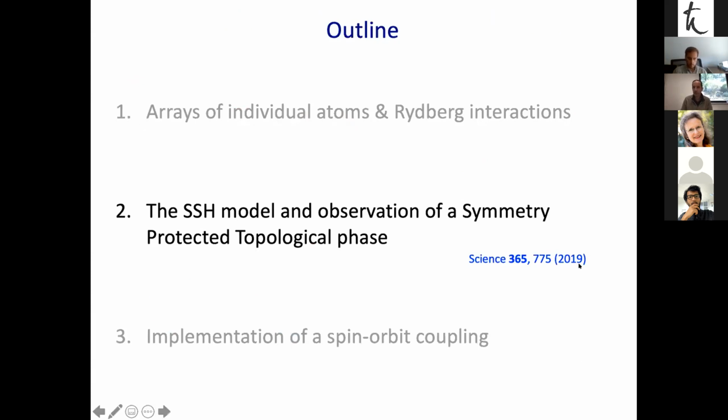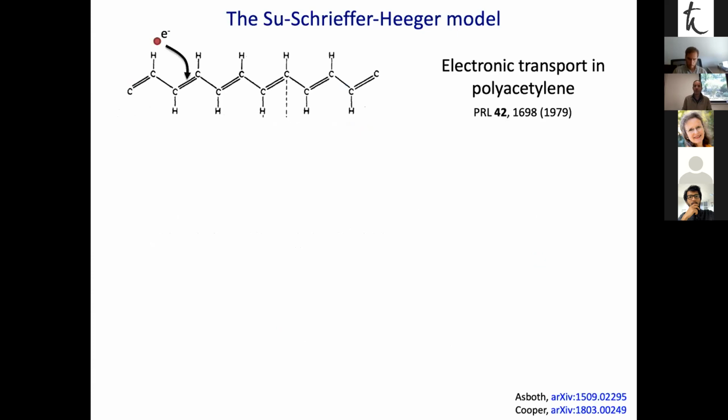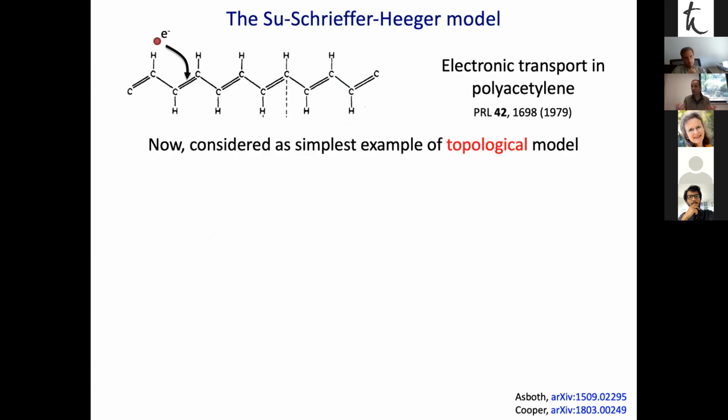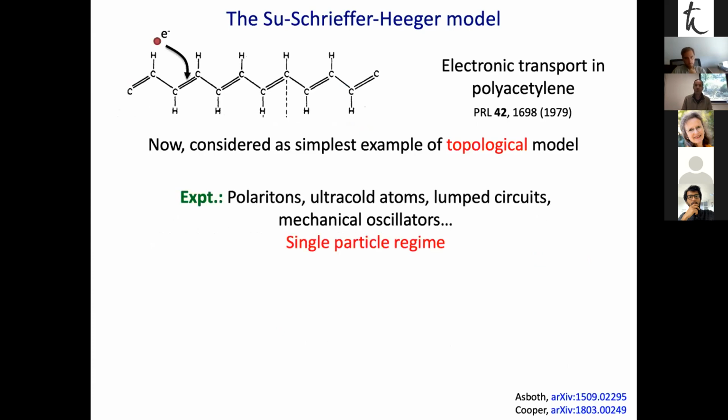This is work that we have done quite some time ago, and you can find more information in this paper if you wish. I will not motivate the SSH model too much. It was introduced in the late 70s as a way to describe the electronic properties of polyacetylene, and is now considered one of the simplest topological models. People have implemented it in many different synthetic matter systems. We've heard about two systems this morning, mainly in the single-particle regime, although what we saw in the two previous talks was that introducing nonlinearities takes you out of the linear, single-particle regime.